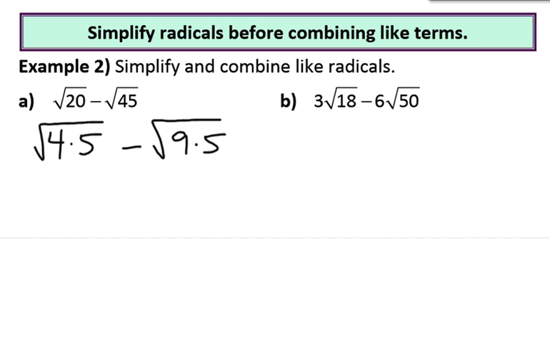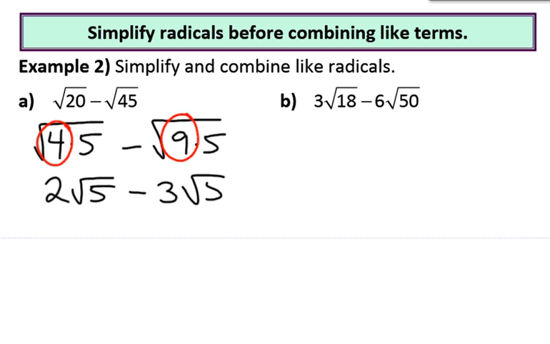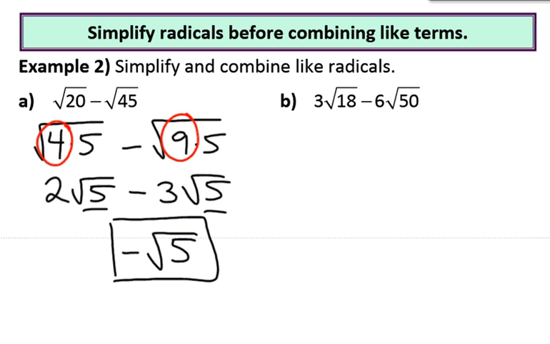Now remember how to simplify. The square root of 4 is 2. That 2 comes out of the square root, and there's no more square root with the 2. The 5 stays in. Same with the 9. The square root of 9 is 3, so that's going to be 3 square root of 5. Now these are like terms, so 2 minus 3 is negative 1. We don't have to write the 1, but we do have to write the negative, so that's going to end up being the negative square root of 5. All right, and now for part B, 18 and 50.